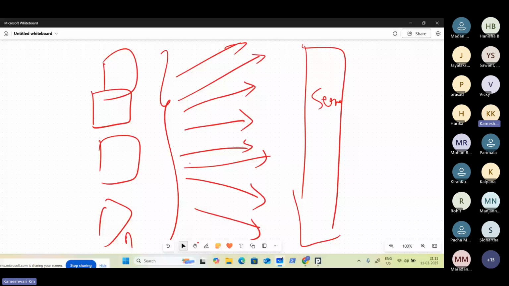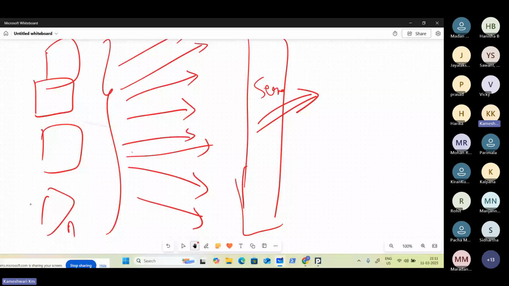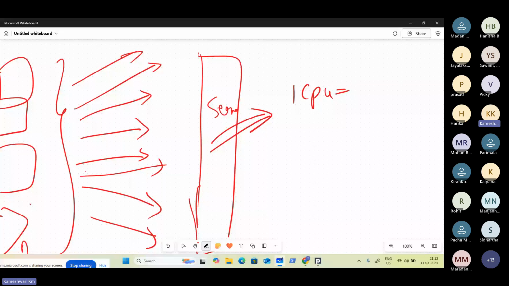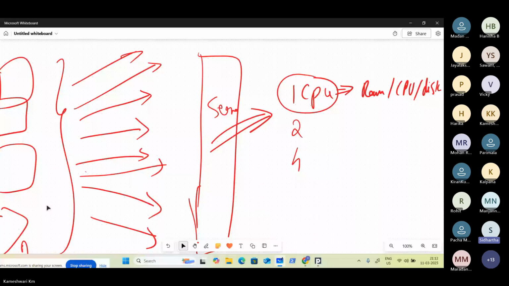Now when I say server, this server can be one CPU. When I say CPU, you have the RAM, the CPU, and the disk. This can also be 2 CPUs or even 4 CPUs. Can someone say why it is not always one CPU in my server? Why do I need 2, 4, 5, 8 or whatever number of CPUs in my server? Because we need, like yesterday you explained about CDN, some heavy files are distributed to other servers, something like that.